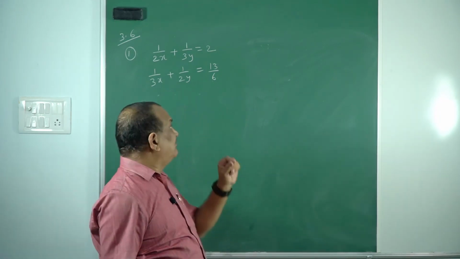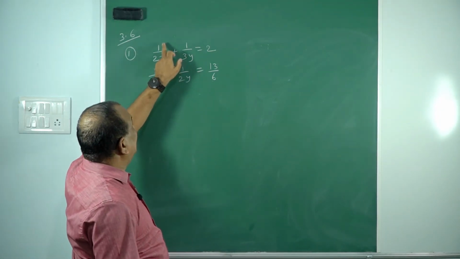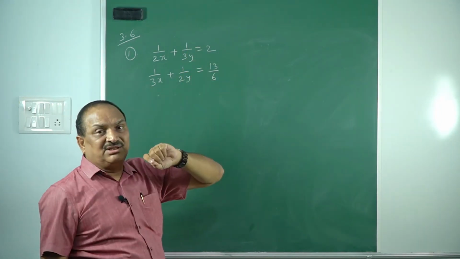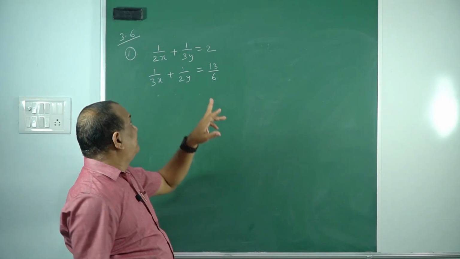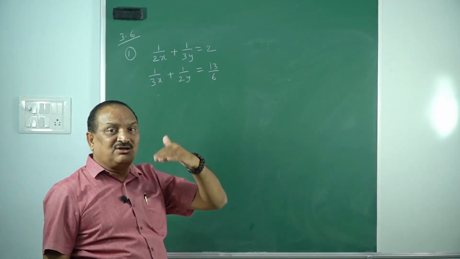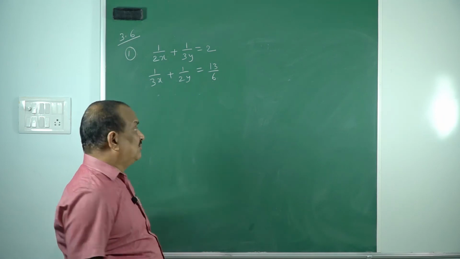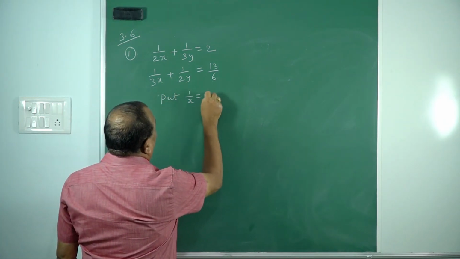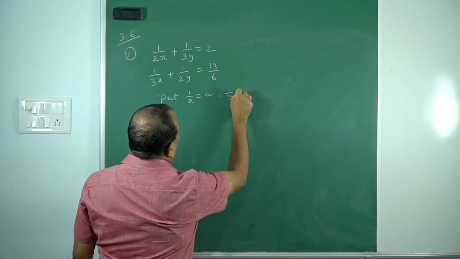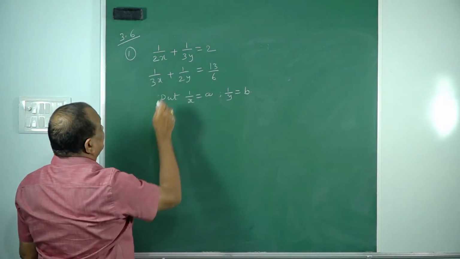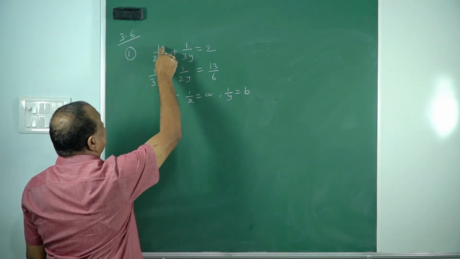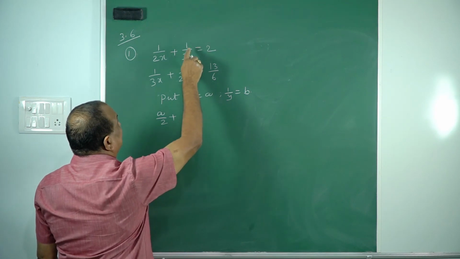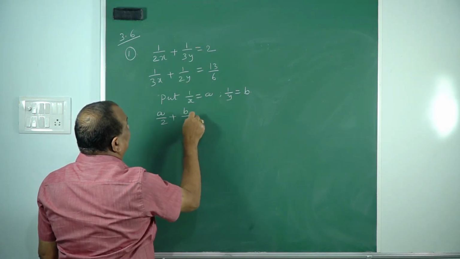So what I do is that wherever I have 1 on x, I replace it by some a, and wherever I have 1 on y, I write b, because that makes things clear. Instead of having a variable in the denominator, I want to bring it to the numerator, introducing another variable, of course. So put 1 by x is equal to a and 1 by y is equal to b. So my equation turns into a by 2 plus b by 3 equals 2.